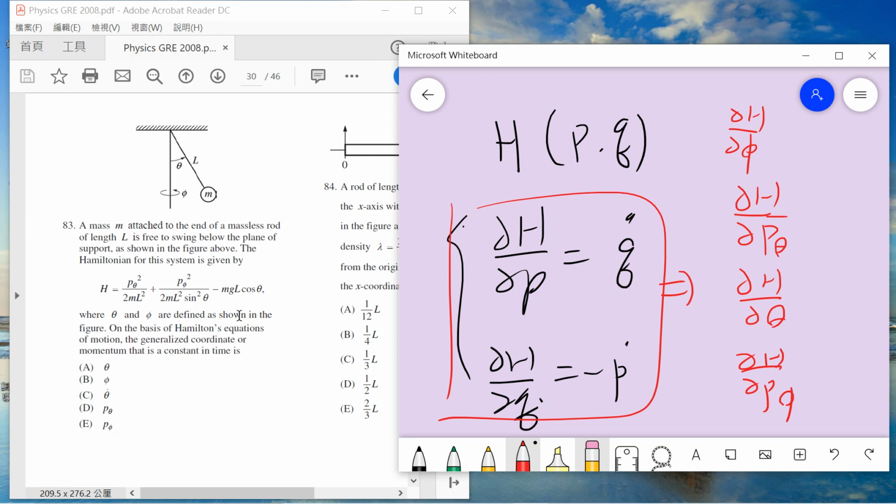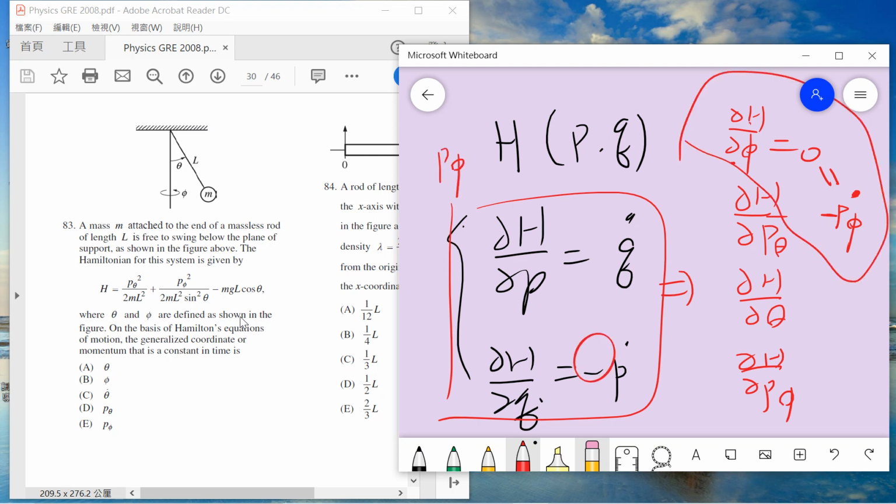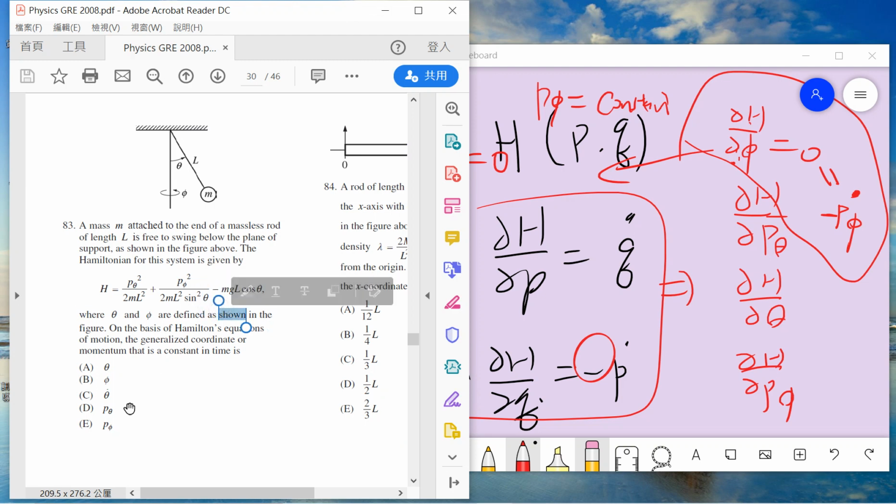So the answer is obvious, because partial H partial phi is 0, and by definition this is minus P phi dot. Right, so this tells you that the derivative of P phi with respect to time is 0. So it just tells you that P phi is constant. You see from this equation, because there's no phi dependence, P phi is a constant. So the answer is E.